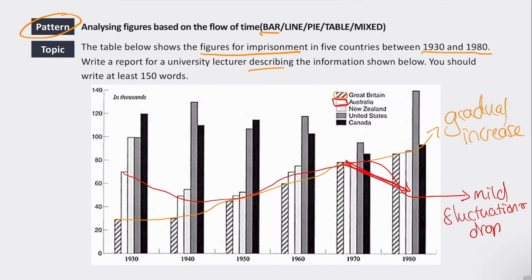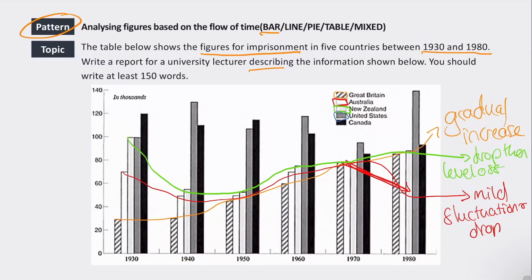And let's take a look at New Zealand. New Zealand, you can be green. Oh, they're not making this easy for us, are they? Okay, so we've got drop, then level off. Okay, so it kind of goes down and then it goes up a bit. It's not very consistent, is it? So making it a little bit tricky.